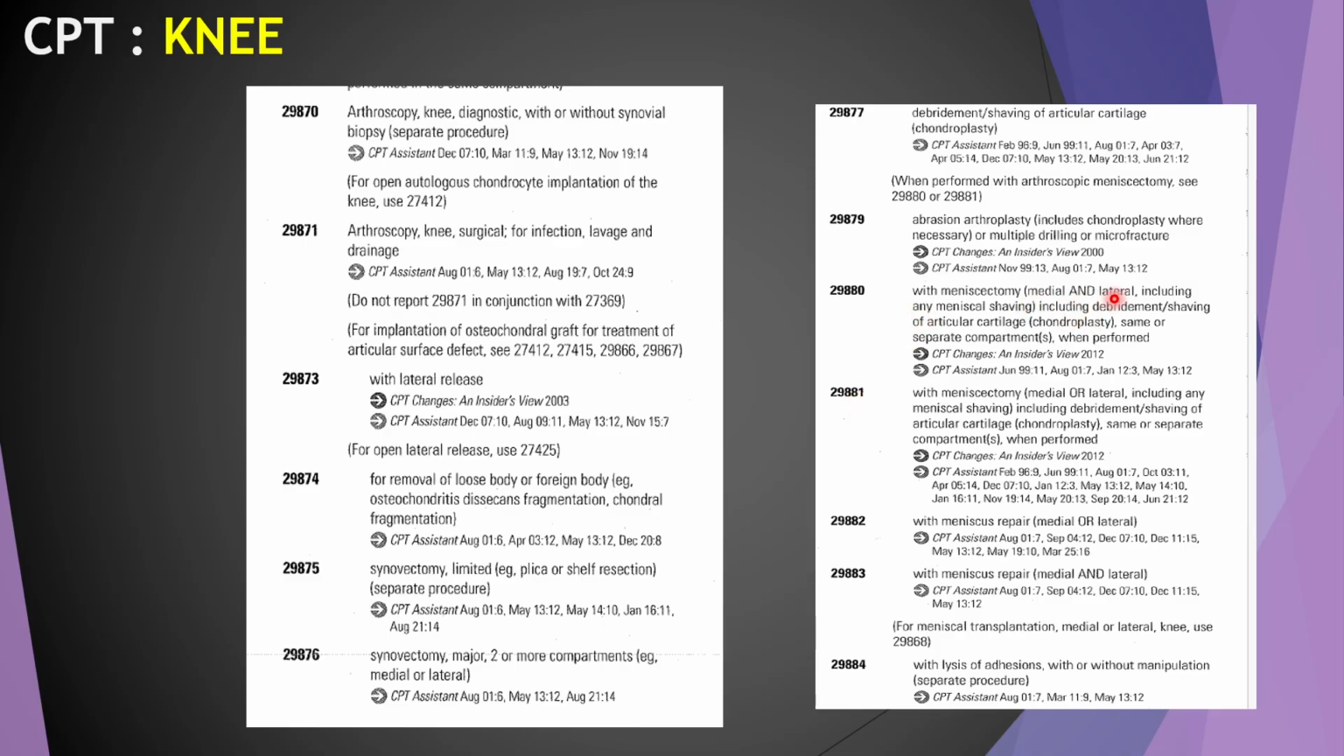It means that here both compartments are involved, medial and lateral. Now 29881, that is a knee meniscectomy, medial or lateral, including any meniscal shaving, including debridement, shaving of articular cartilage, same or separate compartment, when performed. It means medial or lateral. So the difference is here, and versus or. Here and means both compartments will be treated, both will be removed. Meniscectomy means both compartments have been removed. And here medial or lateral means any one of them, either medial or lateral.